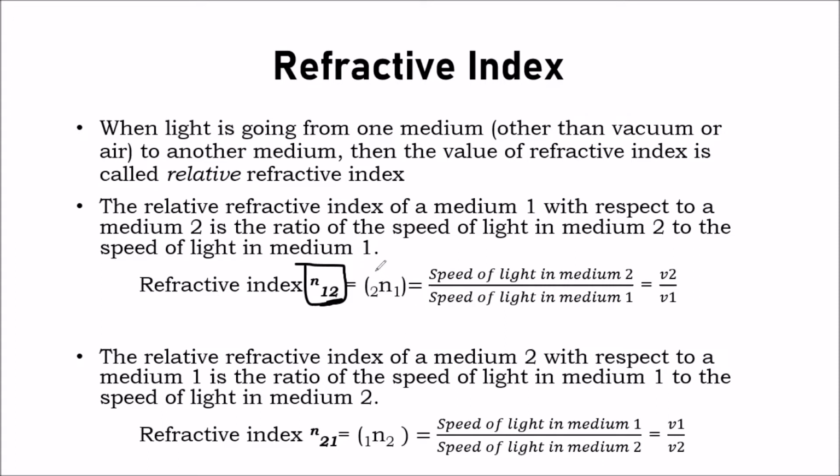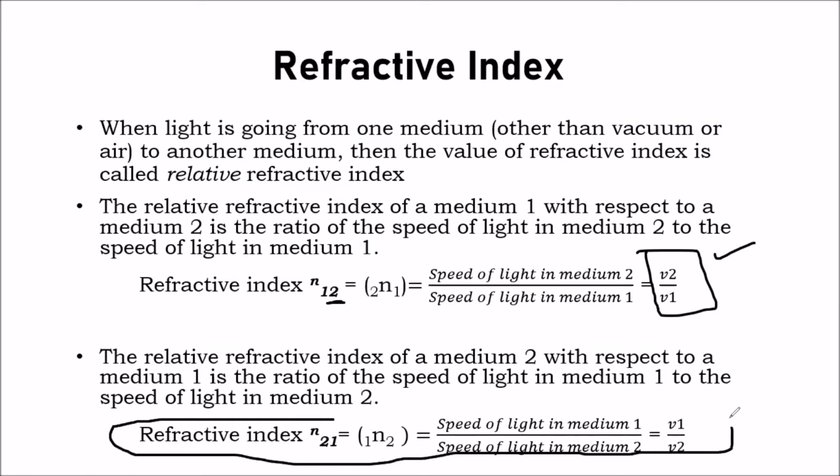And you can see here, if it is written like this, light is coming from the medium written on the left side and going into the one on the right side. So this becomes the formula V2 upon V1. The one on the other end will become the numerator. Similarly, when we read this, the refractive index of medium 2 with respect to 1 would be V1 by V2.